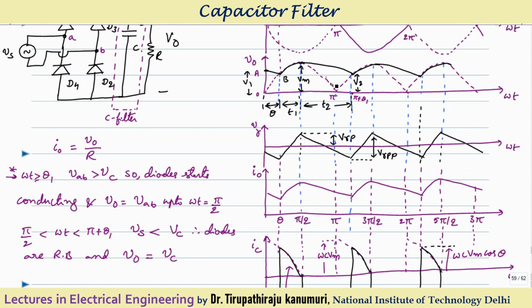Let us assume the difference between the maximum value of the voltage and the voltage V2 is what I am representing by VRPP. So VRPP is the peak to peak ripple voltage. That means the maximum value to the minimum value.